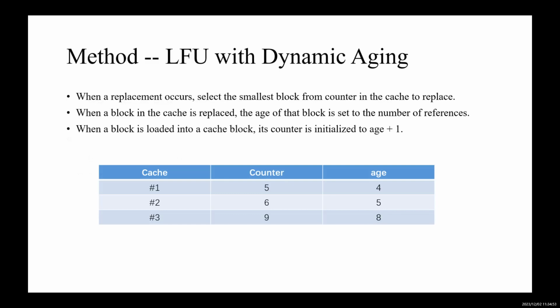This research proposed the LFU with dynamic aging algorithm, which is improved on the basis of the LFU algorithm. The algorithm sets a counter and age for each block. When the block is replaced, the age is set to the number of times the block has been used. And when a new block is put into the cache, the counter is set to age plus 1. This design solves the problem that a block that is not used very often but has a high usage frequency will occupy the effective cache space for a long time.